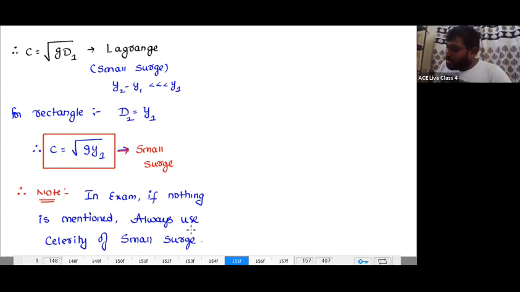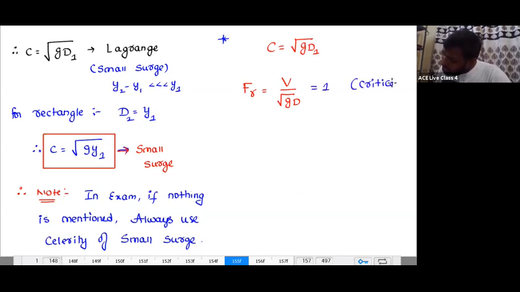Okay. Now, this surge, again, if you look over, this C is nothing but a root of G into D1. Yes or no? And does it just similarly looks like what is a Froude number? Froude number FR is equals to V by root GD. And whenever the Froude number is equals to 1, then that is going to be the critical flow. And whenever this is going to be VC, then what is VC? VC is equals to root of GD.